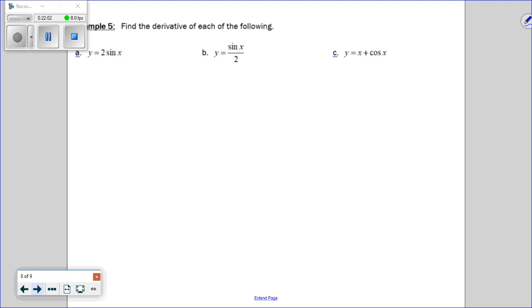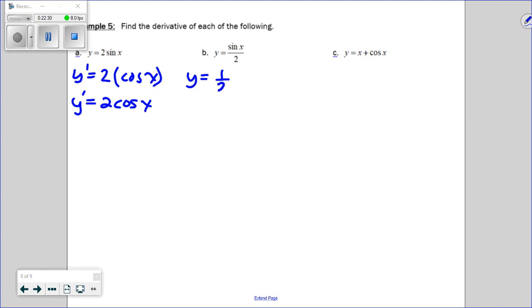So we want to find the derivative of each of the following. In our first example, 2 times sine of x, 2 would be a constant multiple, so we'll just multiply that times the derivative of sine of x, which you now know is cosine of x. So this just ends up equaling 2 times cosine of x. Super easy. Okay, for b, again, first I would rewrite this. If you have sine of x divided by 2, that's the same as 1/2 times sine of x. And then that way, the 1/2 is a constant multiple. And so you can just multiply it times the derivative of sine of x, which is cosine of x.